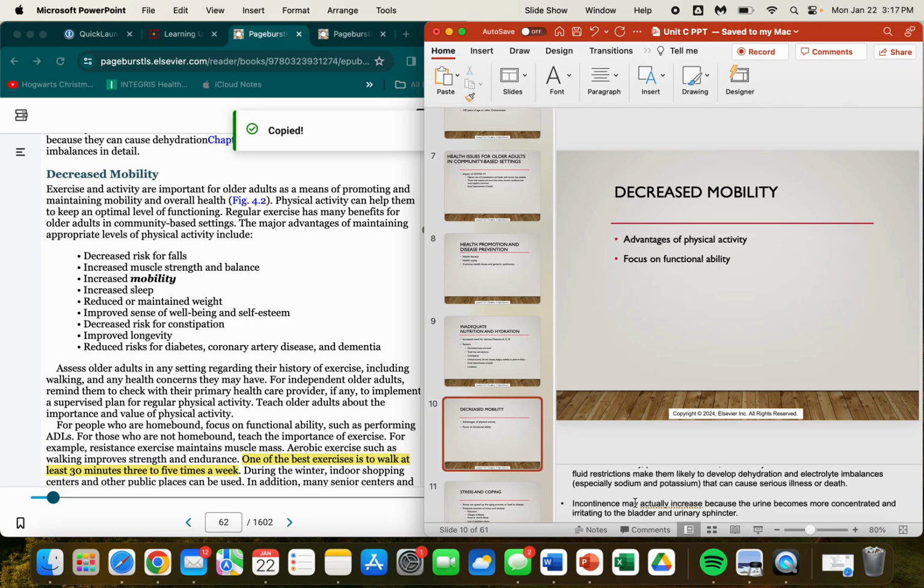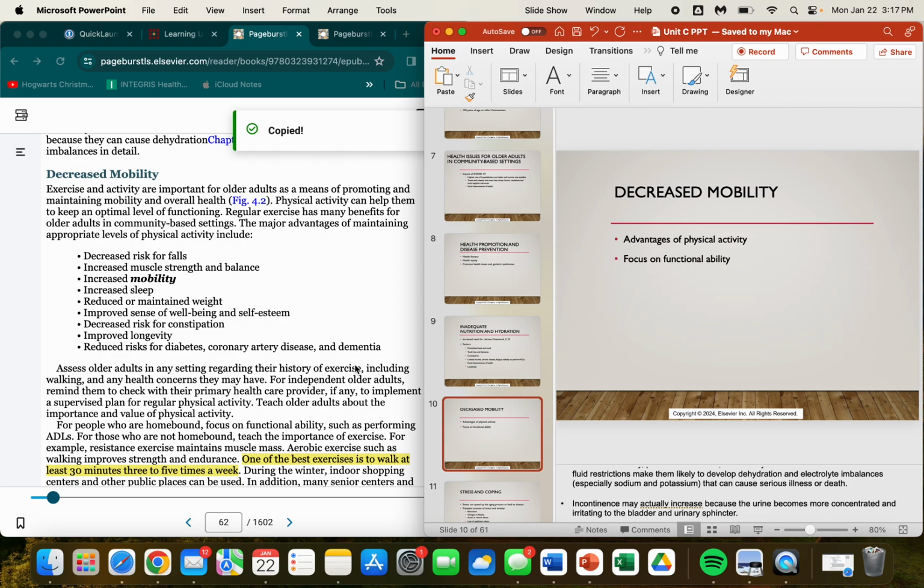And then this can actually decrease mobility, and decreasing fluid intake can all potentially increase incontinence, because the urine becomes more concentrated and it actually irritates the bladder and makes them feel like they have to pee even more, and so it's harder for them to hold their bladder.